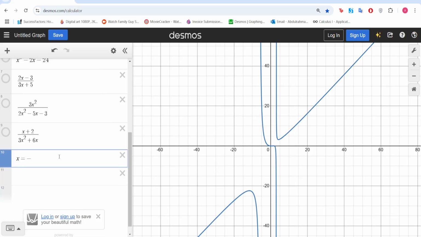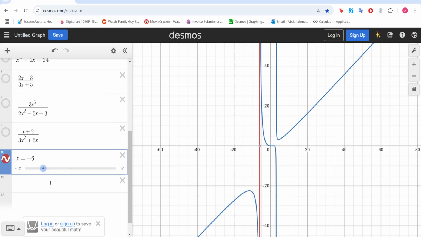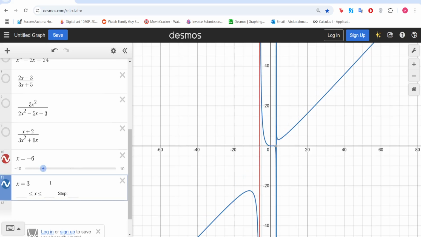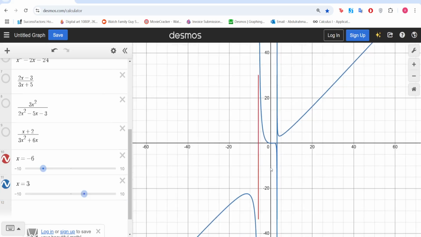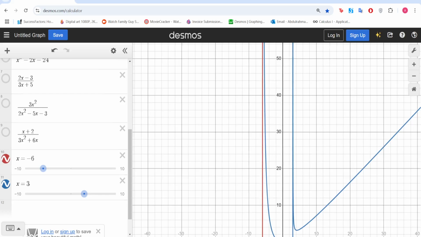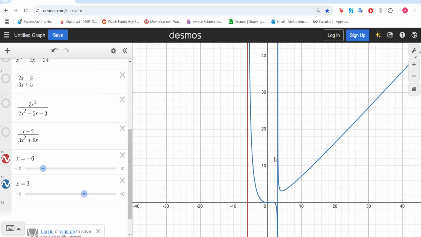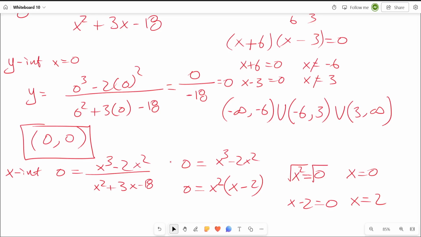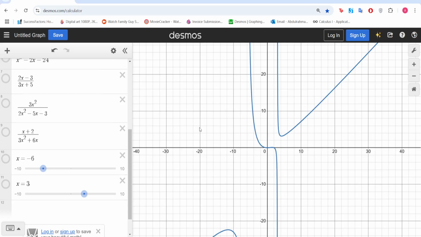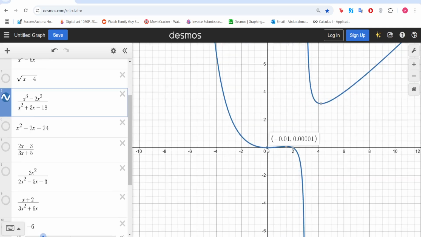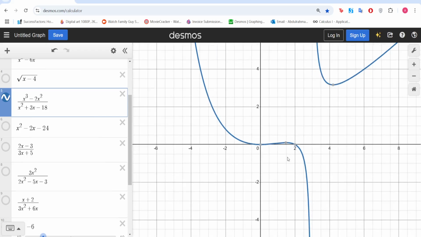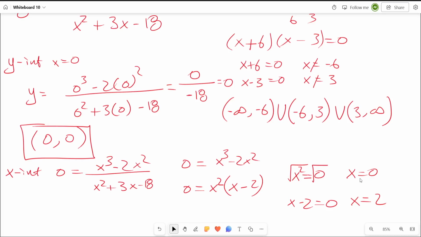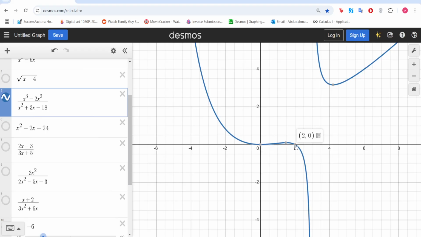So my domain is literally everything except x equals negative 6 and x equals 3. And as you can see, when I plot those two vertical lines, I will see that my graph will keep approaching those lines, but it will never touch them. That means that my solution is correct. And I calculated my y-intercept at 0, 0, and the graph actually touches the origin point, which is correct, as we can see from here. My first x-intercept was 0, and my second x-intercept was at x of 2, and I can see that this is right as well.